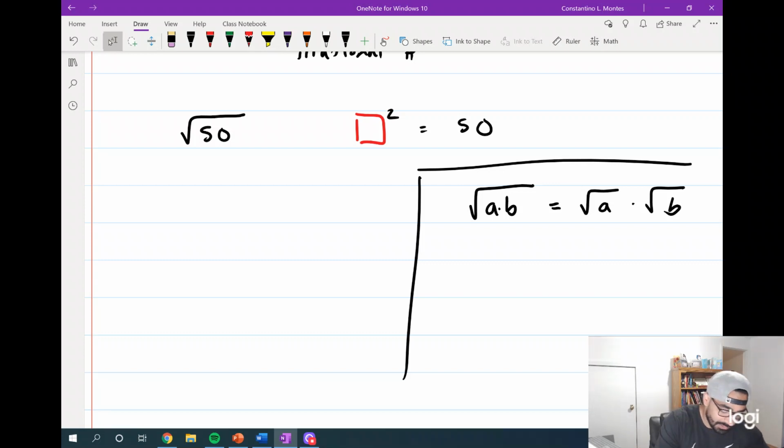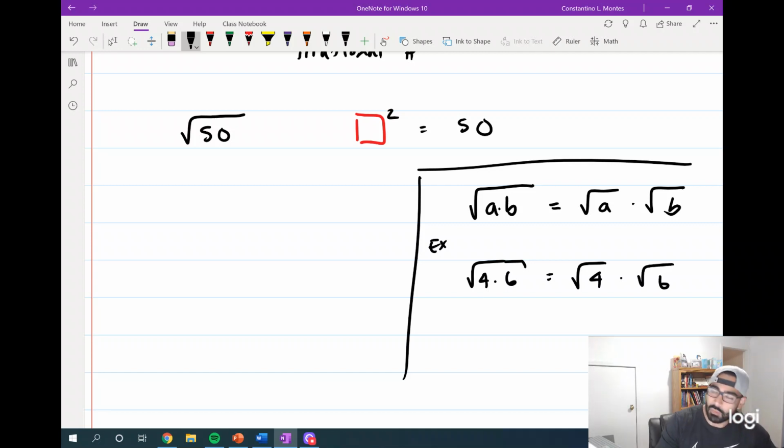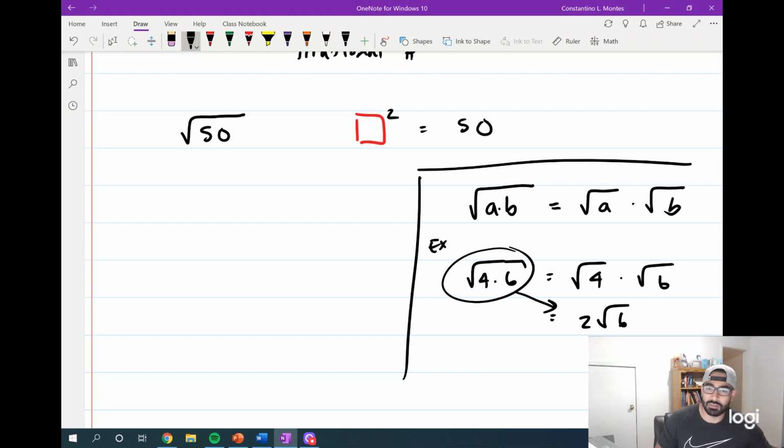Like, for example, if I had the square root of 4 times 6, written like that, the radical goes all the way over the 4 times 6. I can separate this into the square root of 4 times the square root of 6. And I would want to do that because I know what the square root of 4 is. The square root of 4 is 2. So this is 2 times the square root of 6. So this thing here can simplify into that thing there. And that's what we're actually going to be doing, right?